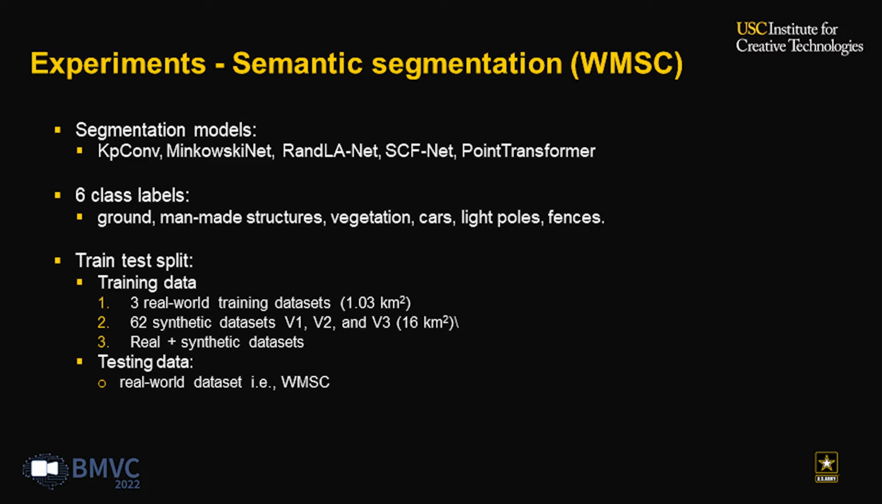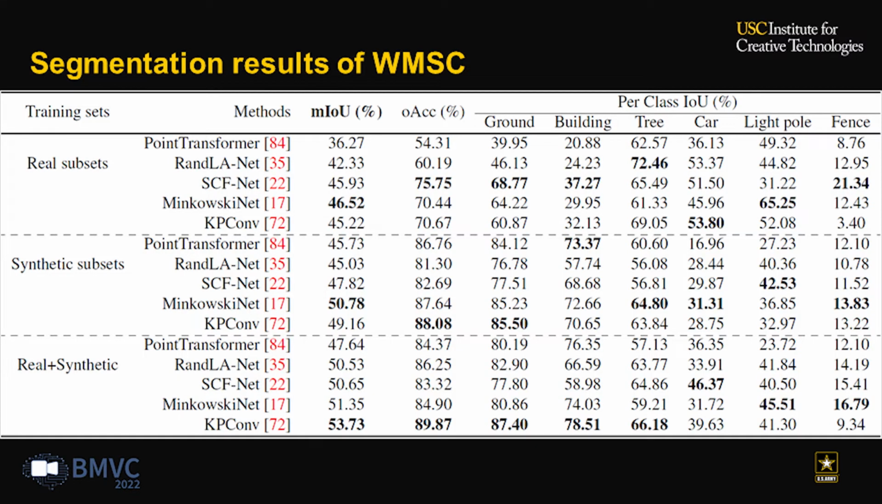The first one is trained on the real-world datasets. The second one is trained on the synthetic datasets, and the third one is trained on both real and synthetic datasets. No matter where the models were trained, we tested them on the real-world dataset, that is the WMSC dataset. Here are the results. As you can see, our synthetic dataset outperformed the real one.